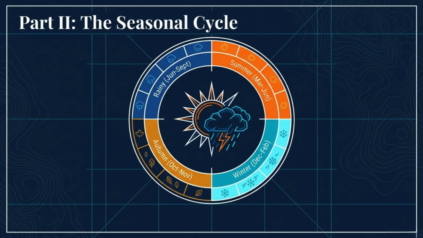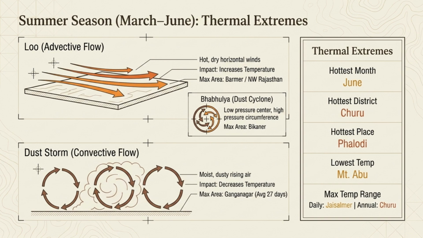Rajasthan's atmospheric cycle is defined by 4 distinct seasons. Summer, from March to June, brings severe thermal extremes. During this time, the northwest experiences the Loo, hot, dry advective winds that dramatically increase temperatures. Bikaner is prone to Bhabhulya, dust cyclones, while Ganganagar averages 27 days of convective dust storms that ironically help decrease surface heat. The peak of this extreme heat hits in June, with Churu registering as the hottest district.